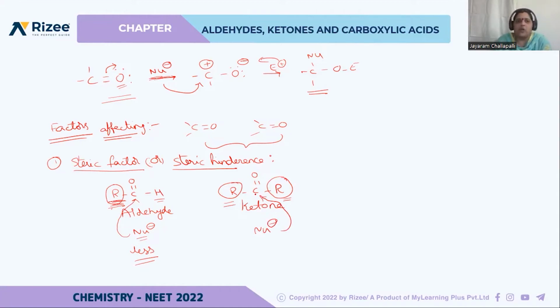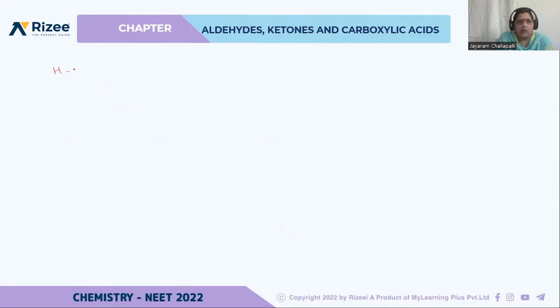So if bulky groups, alkyl groups, increase, the reactive nature decreases, we can say. So based on this factor, aldehydes are more reactive than ketones. So now let's see this one. Here I'm comparing two aldehydes. Among these two aldehydes, which is more reactive, formaldehyde or acetaldehyde?